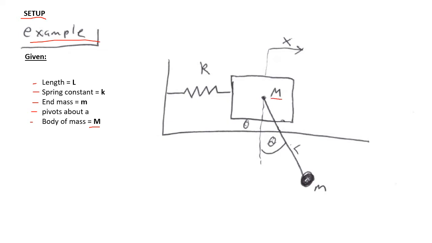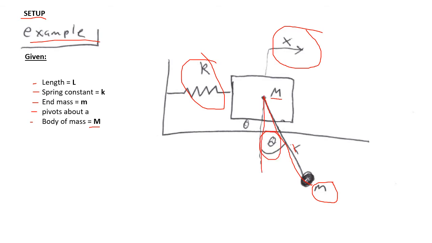We can see our pendulum pivots about that point there. The length of our pendulum is given to us as L. Here's the m, or the end mass, our spring constant k, and you can see our x direction given right there, and our theta term for our angle relative to our vertical axis.